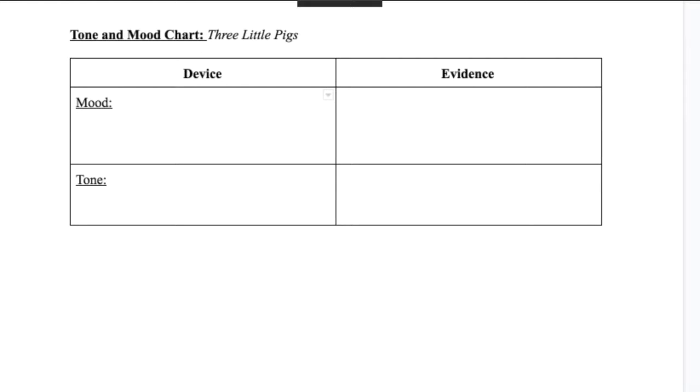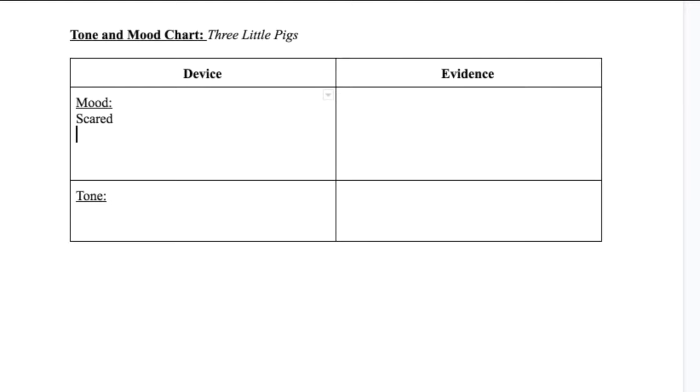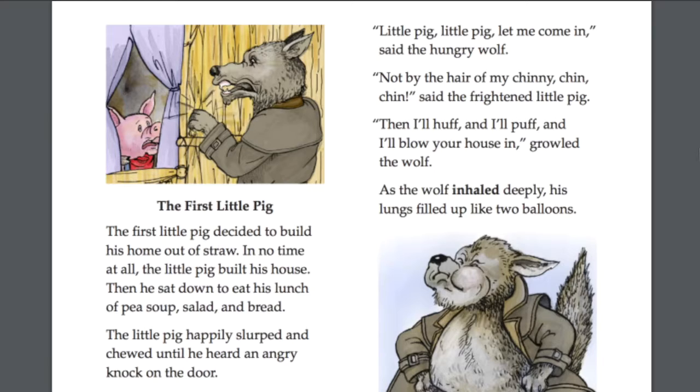So after reading that passage, I feel a little scared. And in addition to being scared, I also feel a little sad. And the reason that I feel this way is I'm scared because the wolf is threatening to ruin the pig's house. And you can see this here when he says, I'll blow your house in, and he says growled. So if a wolf was growling at me, I would definitely feel scared, and I feel sad because the little pig will lose his house.